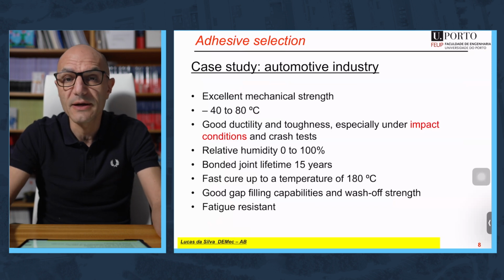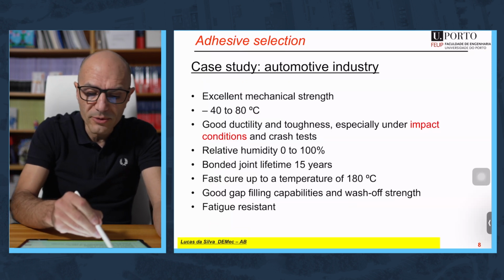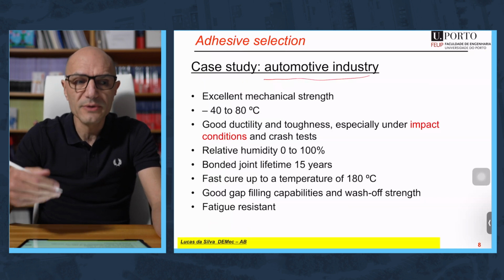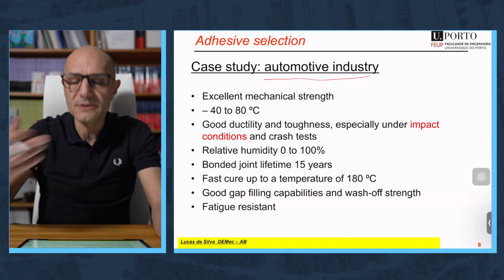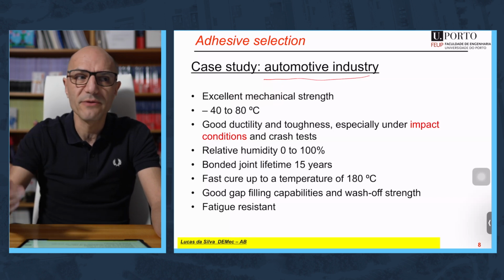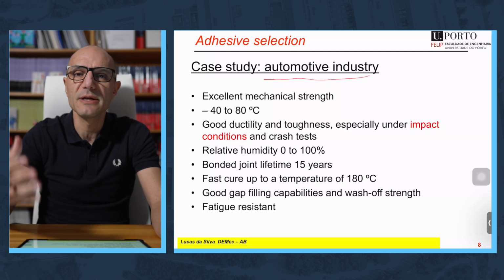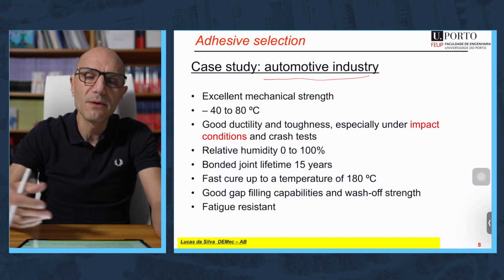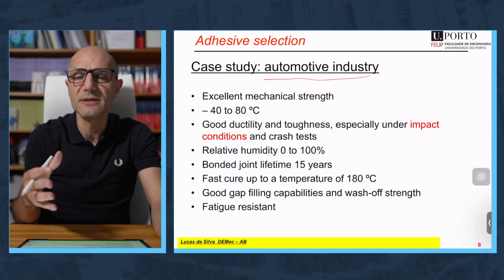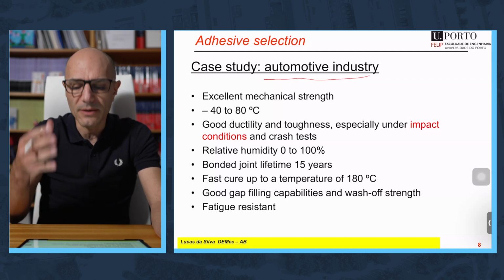I have also here a case study in the automotive industry. The automotive industry is at the moment one of the main sectors, the most dynamic sector in the development of adhesives. They are increasingly using adhesives because they are using light materials to make electric vehicles, like aluminum, like composite materials, and these materials are joined with adhesive.